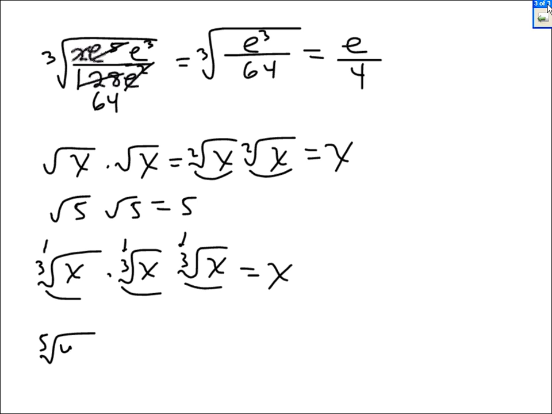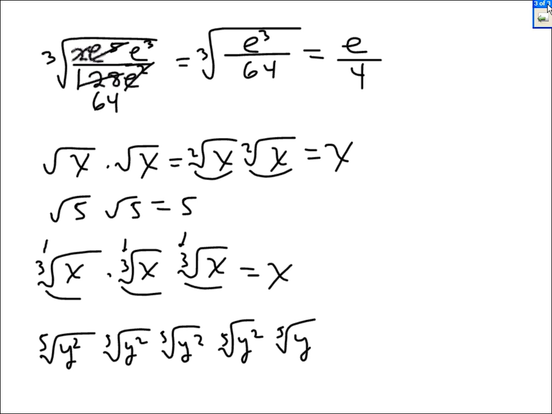The 5th root of y squared times the 5th root of y squared times the 5th root of y squared times the 5th root of y squared times the 5th root of y squared. We have it 1, 2, 3, 4, 5. So we get back what's underneath the radical sign. They need all to be 5. You multiply the 5th root of anything by itself 5 times, you get back anything.